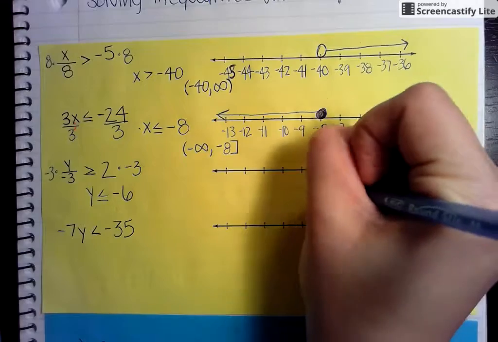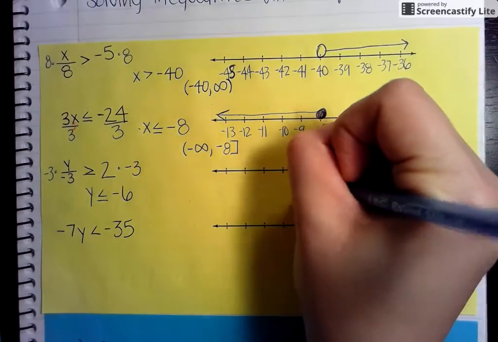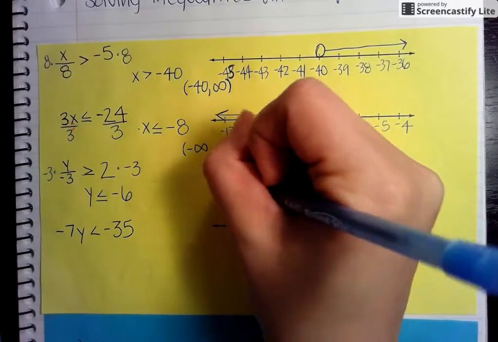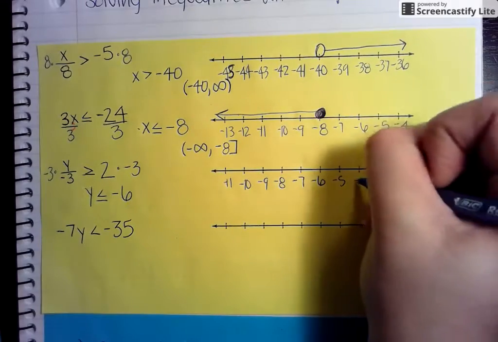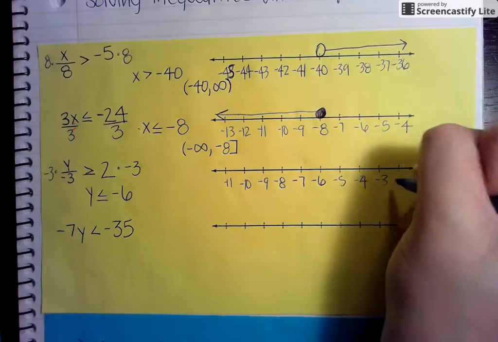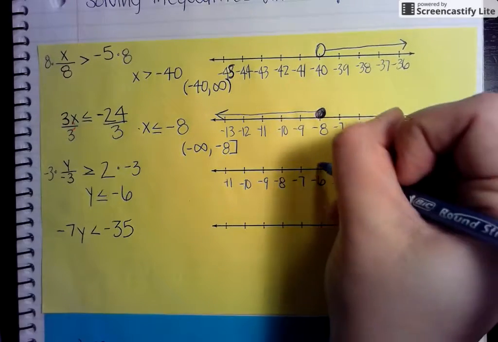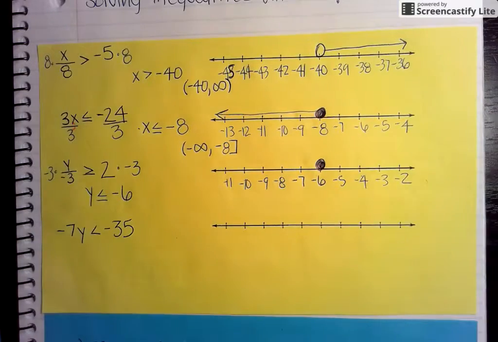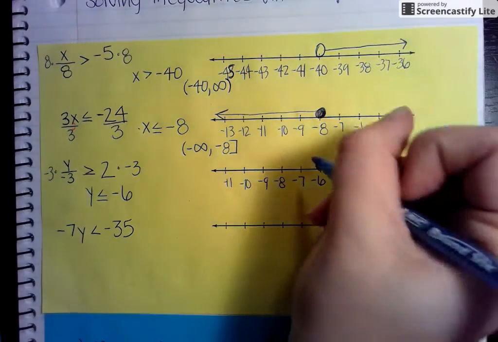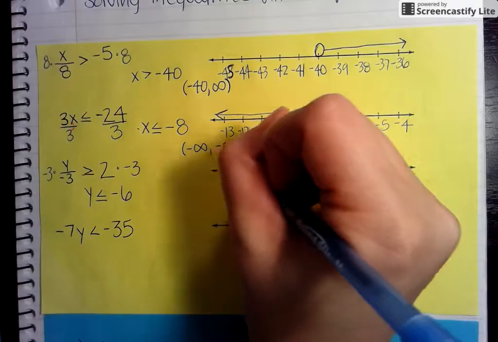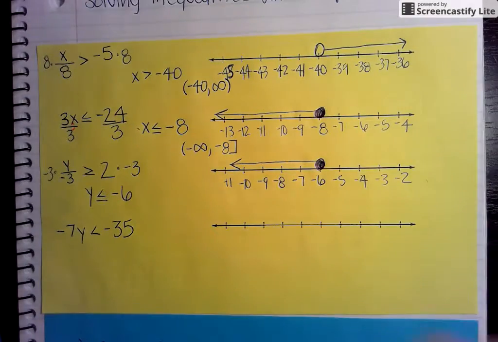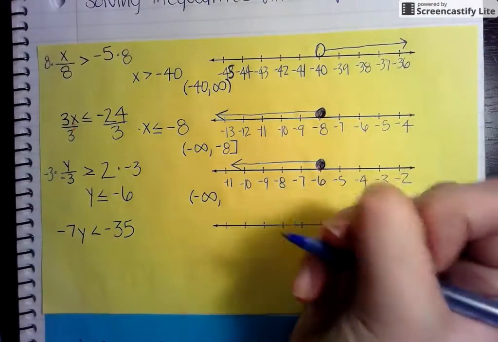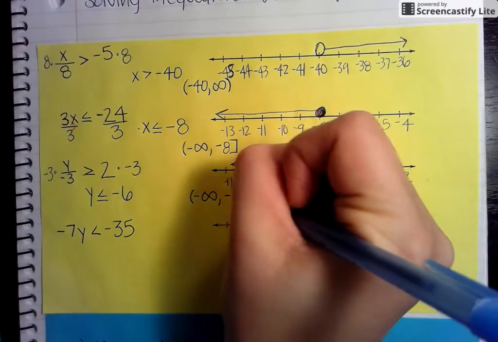So I'm going to fill out my number line. So I'm going to put a closed circle because it's a less than or equal to, and I want all numbers that are less than negative 6. So I'm going to bring them this way. So we're going to write our interval notation as parentheses, negative infinity, comma, negative 6, and we're going to include that negative 6.